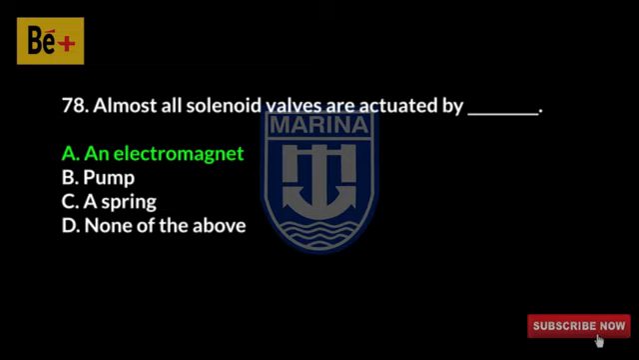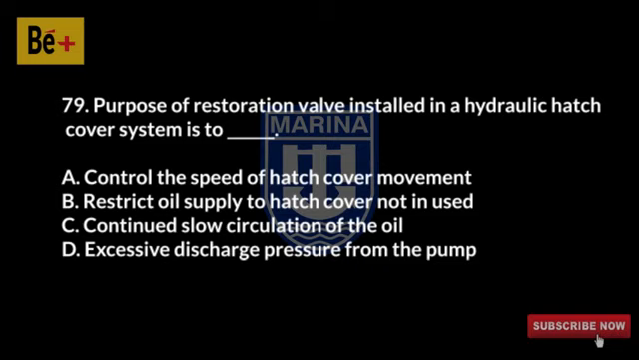The purpose of a restoration valve installed in a hydraulic hatch cover system is to: A. Control the speed of hatch cover movement, B. Restrict oil supply to hatch cover not in use, C. Continued slow circulation of the oil, D. Excessive discharge pressure from the pump. The answer is A. Control the speed of hatch cover movement.